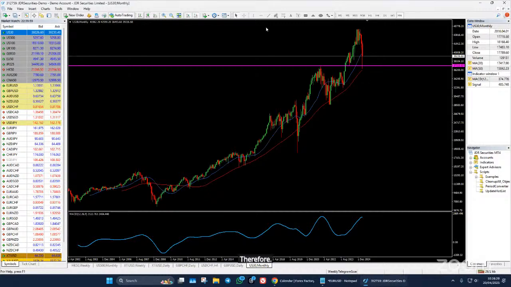Therefore, we're in this horrible place where now we could keep going or bounce. So it makes it very, very tricky. Does that make sense, guys?